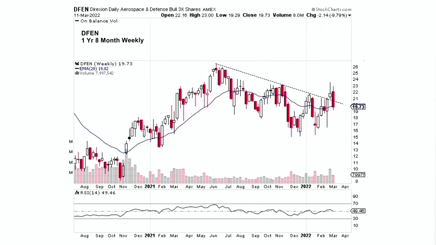But it did, looks like, at least for the time being, get support at the 20-week exponential moving average line. And we're still above that 50 RSI line. So for me personally, since I bought this, I'm still in this trade. It was down almost 10% for the week. So, if I'm looking at my account, which I don't do, the value of the amount that I bought of this is down 10%.